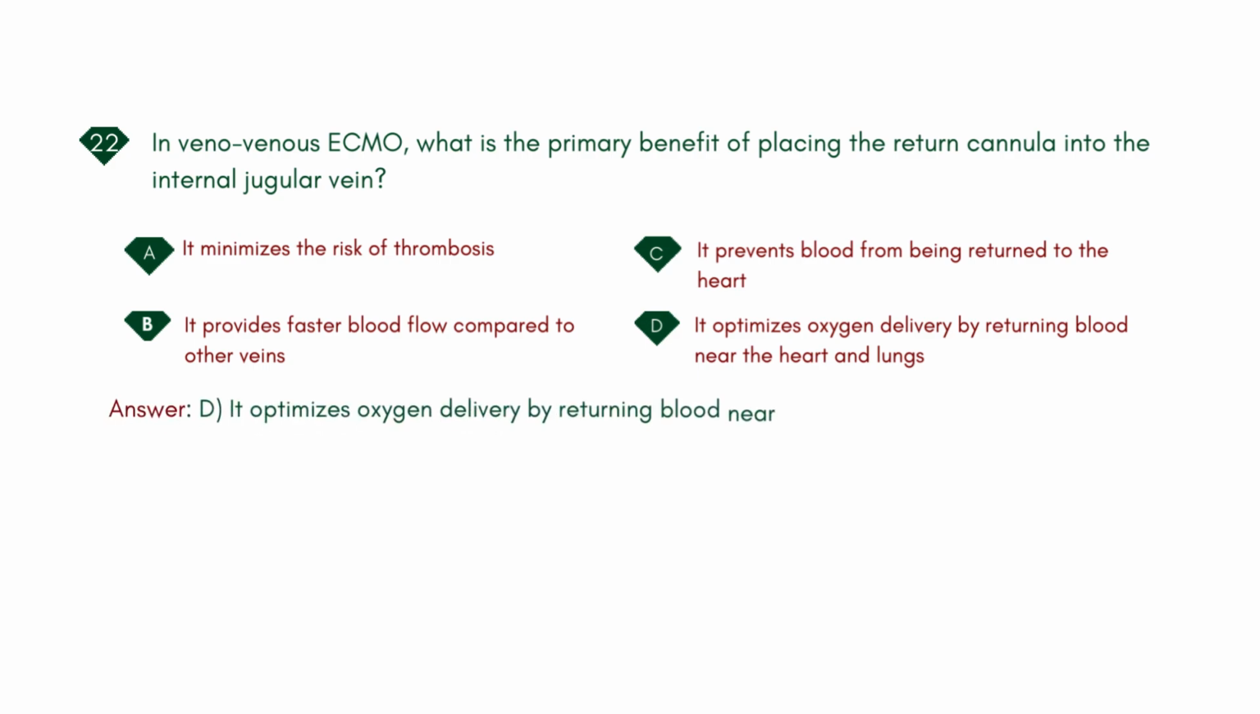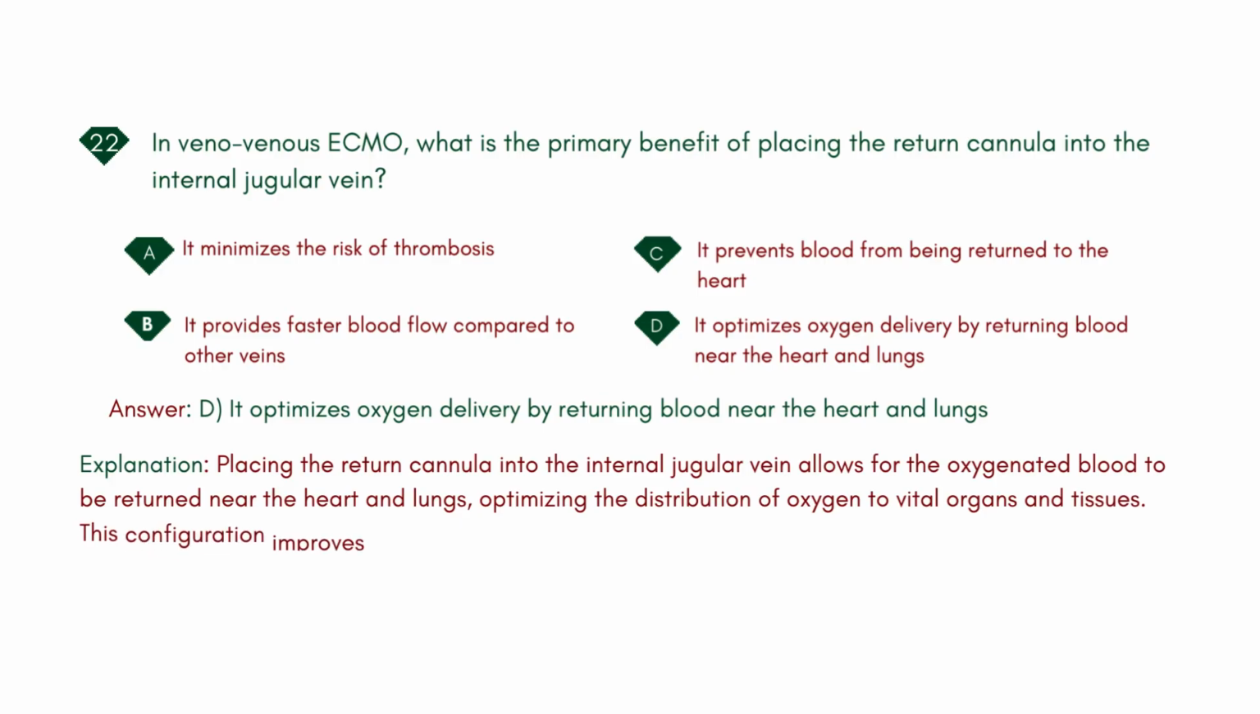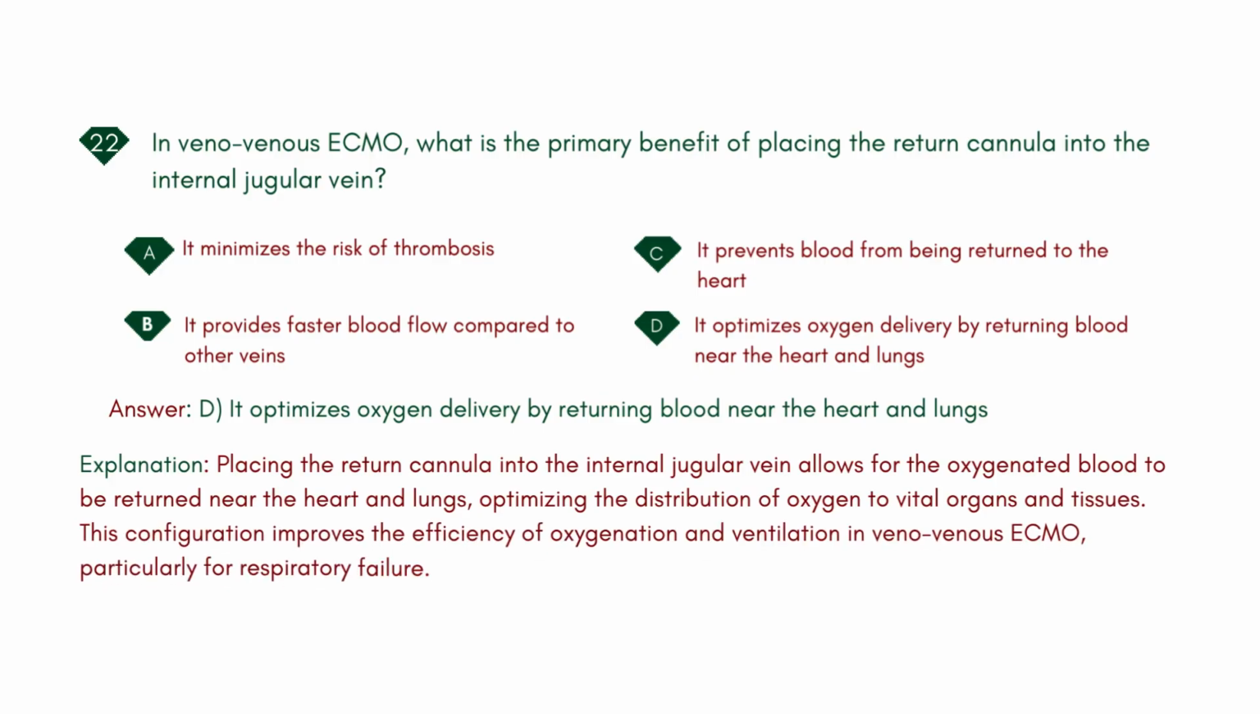Answer: D. It optimizes oxygen delivery by returning blood near the heart and lungs. Explanation: placing the return cannula into the internal jugular vein allows for the oxygenated blood to be returned near the heart and lungs, optimizing the distribution of oxygen to vital organs and tissues. This configuration improves the efficiency of oxygenation and ventilation in venovenous ECMO, particularly for respiratory failure.